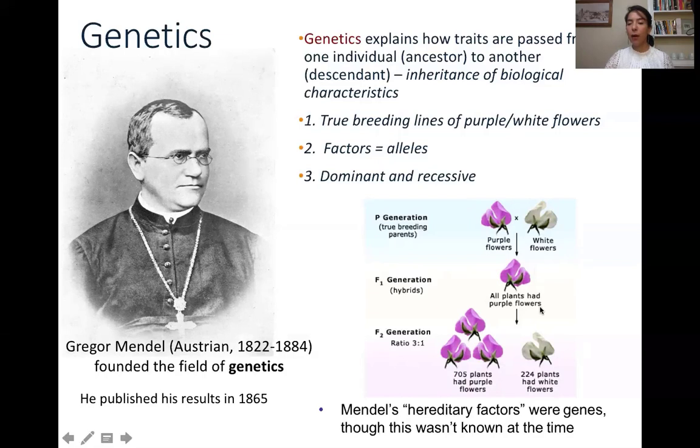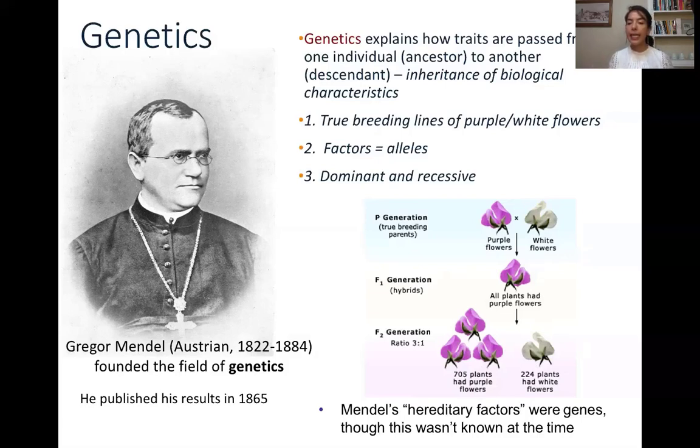So the white flower came back. How did this happen? Okay, so the other important thing is look at the ratio. The number of purple flowers, or individuals with purple flowers, was 3 per 1 of white flowers. This is key because this ratio and these results allow him to understand the basis of inheritance. And we're going to explain a little bit more on that.